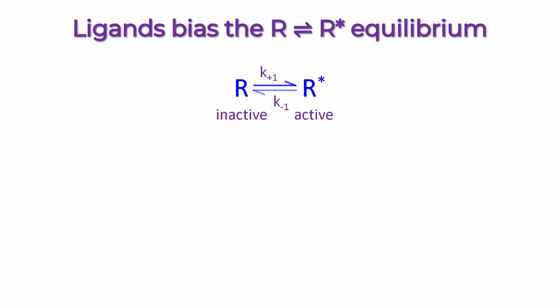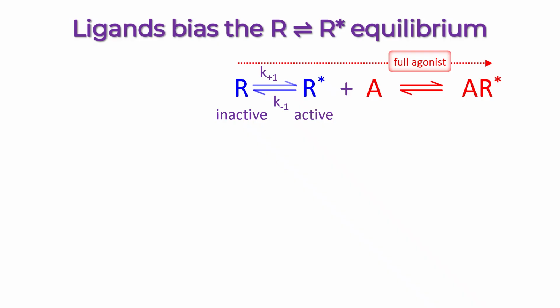We'll start again with the basic two-state equilibrium. Receptors spontaneously interconvert between the inactive state R and the active state R star. Now we introduce ligand A. A full agonist binds preferentially to the active state R star. By stabilizing R star, it pulls the equilibrium of the reaction strongly towards activity.